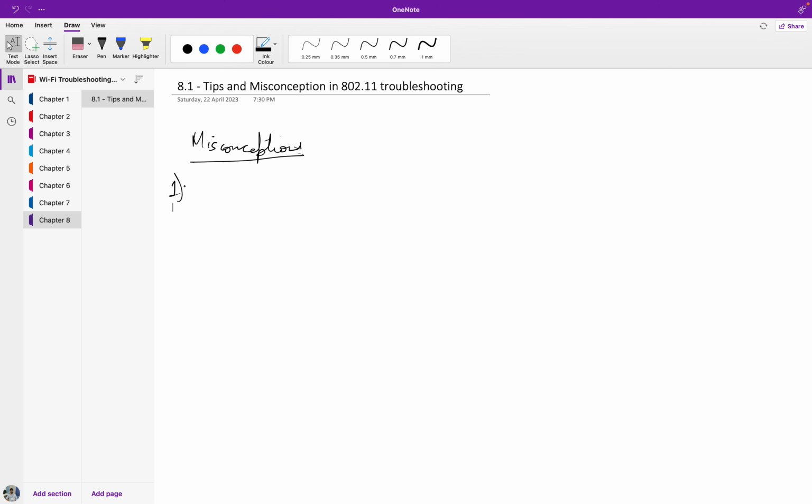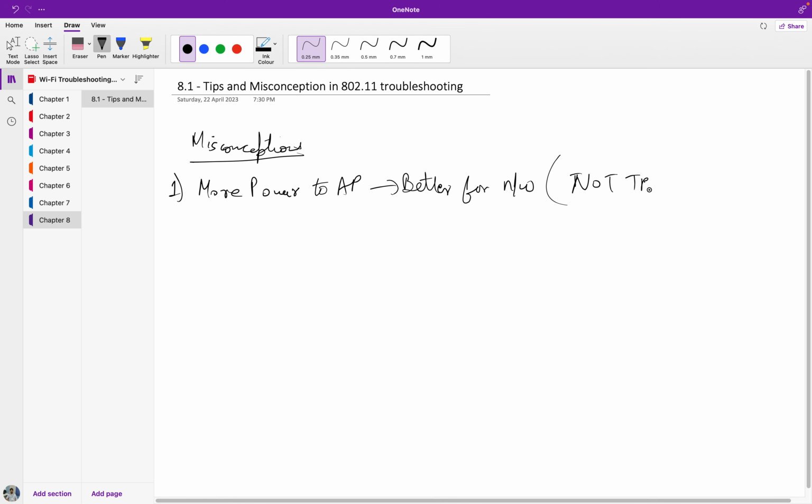So the first and foremost misconception is: if there's a coverage problem, increase the power of an access point. It's always going to be good for the network. Okay, more power to AP, better for network. And I think if you've seen all the videos in this chapter by now, you know that that is not true. Do not do that, right?